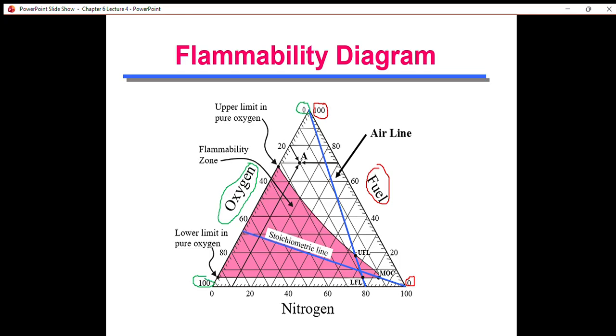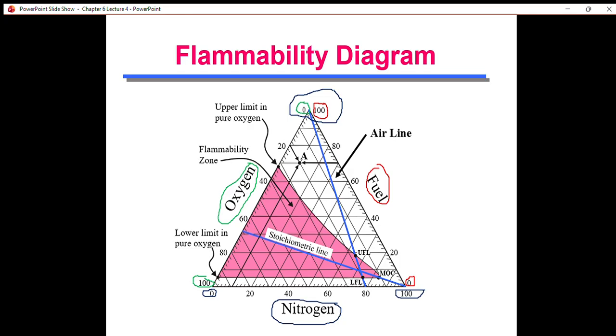And now we go to the third element, which is nitrogen. On the horizontal line, you have 0% of nitrogen at this point, and you have 100% of nitrogen at this point. So now let's look at the three corners. At this corner, you will have the concentration of fuel equal to 100%, and as a result, the concentration of oxygen and the concentration of nitrogen will be equal to 0 and 0.